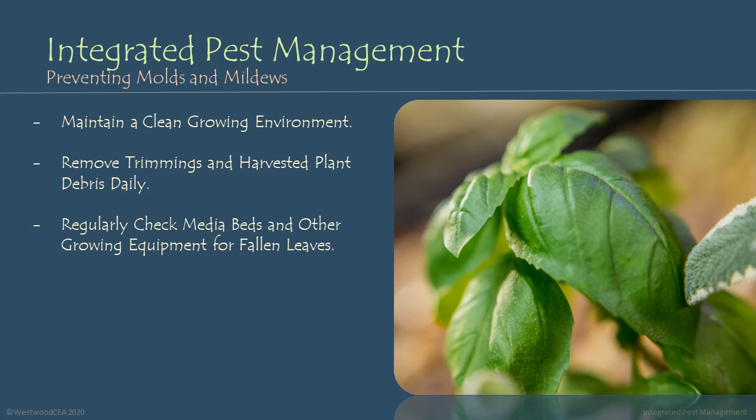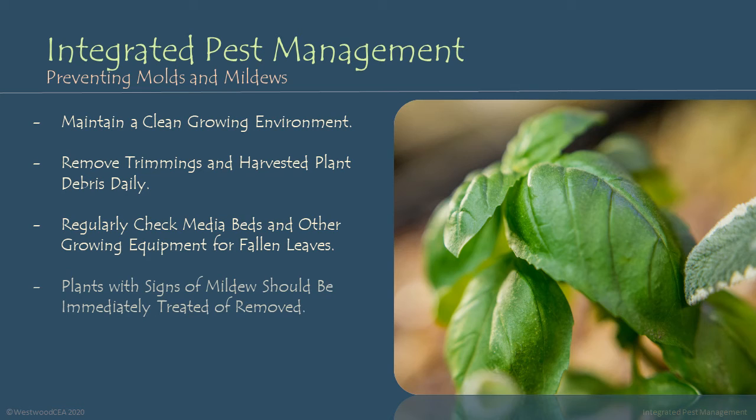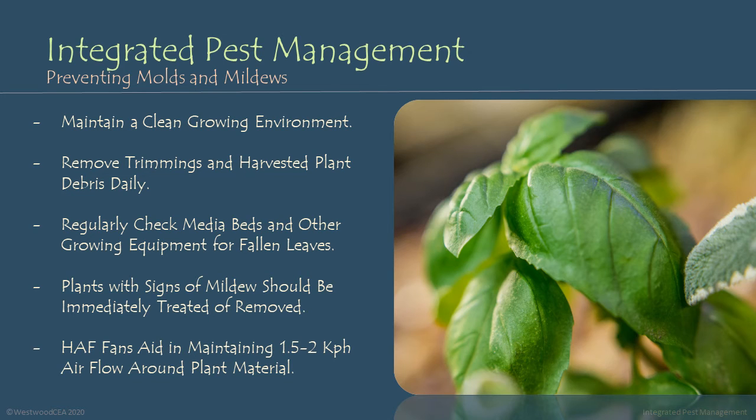Molds and mildews spread incredibly fast across our plant surfaces and through our plant populations, particularly on crops like basil. And so plants with signs of mildew should be immediately treated or removed from the growing environment. Another way to mitigate and prevent incidences of molds and mildews in our growing environments is to maintain proper airflow. Horizontal airflow fans aid in maintaining approximately 1.5 to 2 km per hour airflow around the plant materials, and this drastically decreases incidences of molds and mildews developing on our plant leaves.